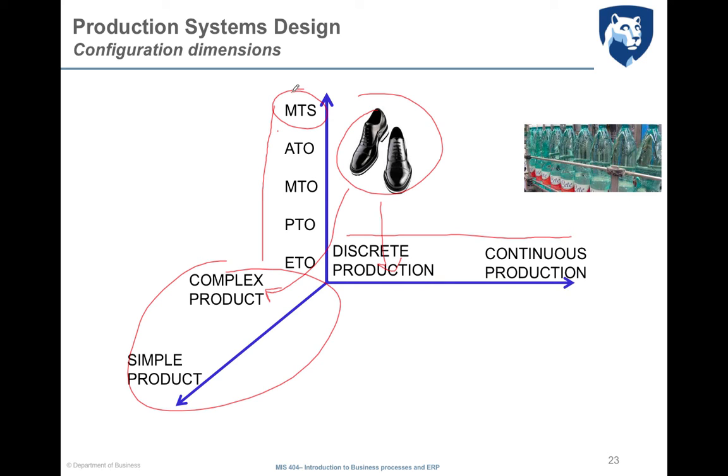Look instead at what happens with water. Water is of course a simple product realized through continuous or process production, and also in this case a make-to-stock system is used to produce the product according to the expected delivery lead time by the customer. So according to these three dimensions, whichever product you can imagine can be classified along these axes.